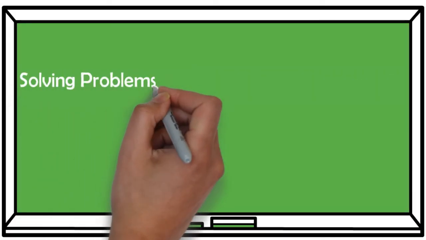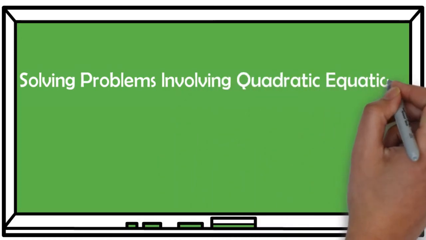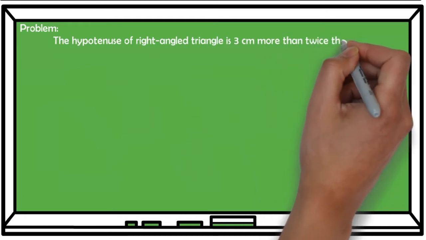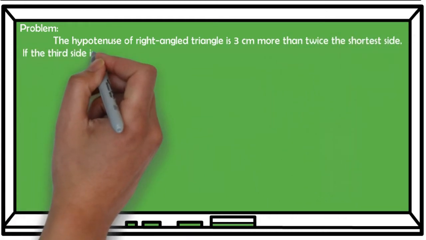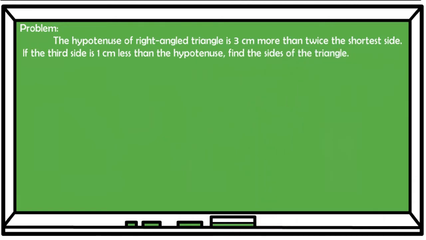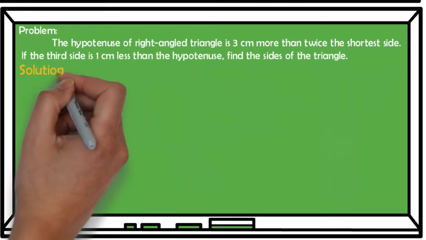The lesson or the topic for this video is all about solving problems involving quadratic equations. Going back to the problem, here's the problem again. The hypotenuse of a right-angled triangle is 3 cm more than twice the shortest side. If the third side is 1 cm less than the hypotenuse, find the sides of the triangle.